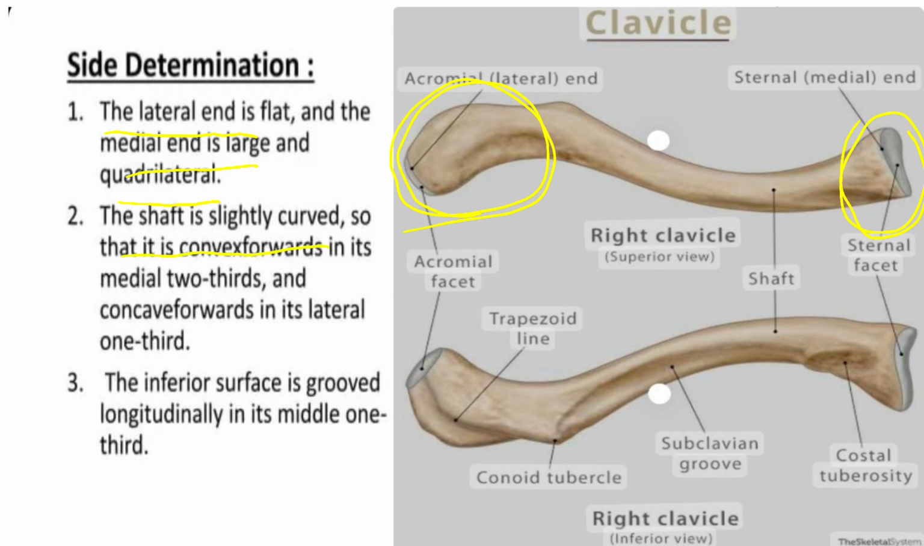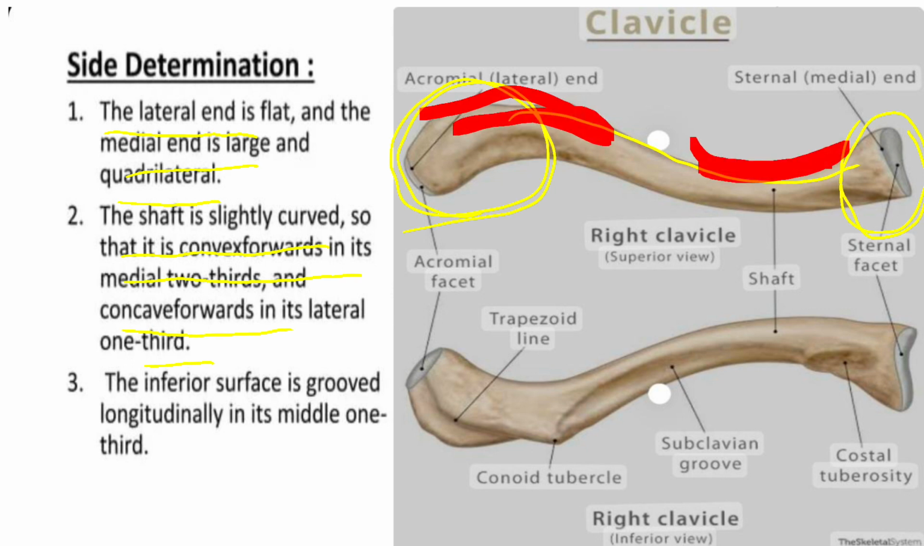Shaft is slightly curved, convex forwards in medial two-thirds and concave forwards in lateral one-third. In the diagram you can see here, the shaft is slightly curved like this. It is convex forwards in its medial two-thirds and concave forwards in the lateral one-third. The inferior surface is grooved longitudinally in its middle one-third. Here you can see it is grooved, which provides attachment for the subclavius muscle.